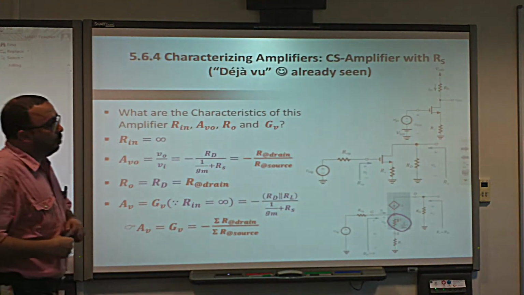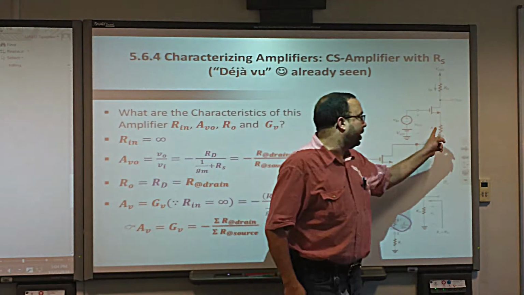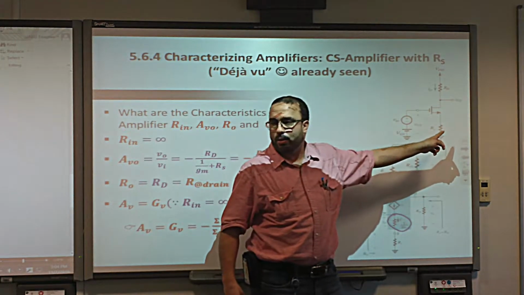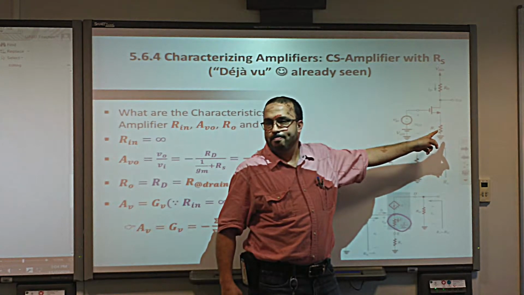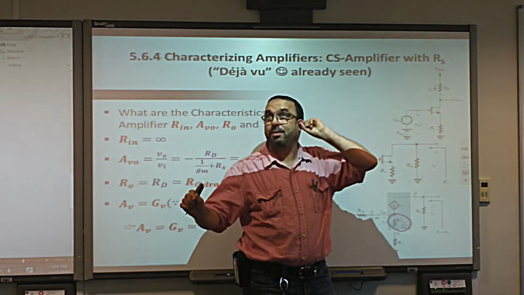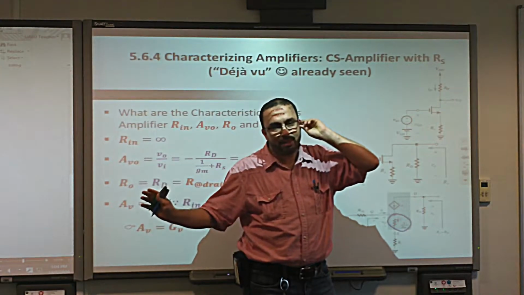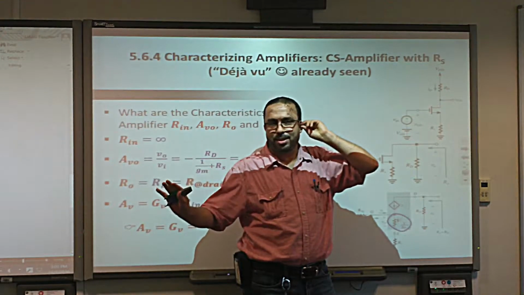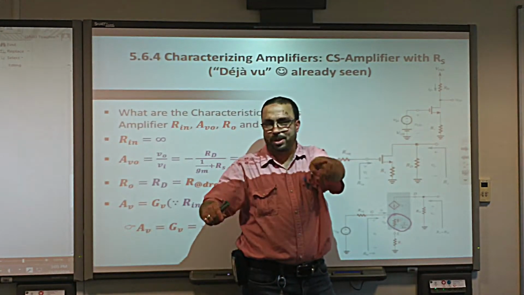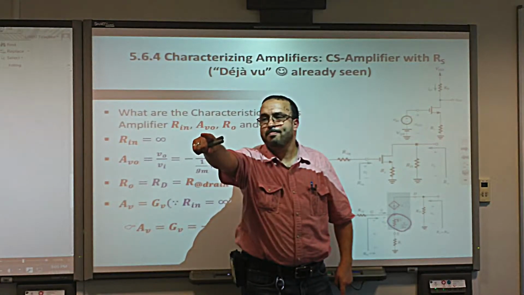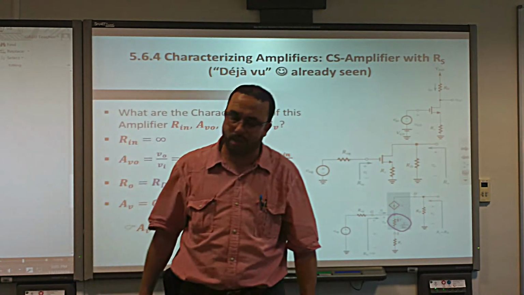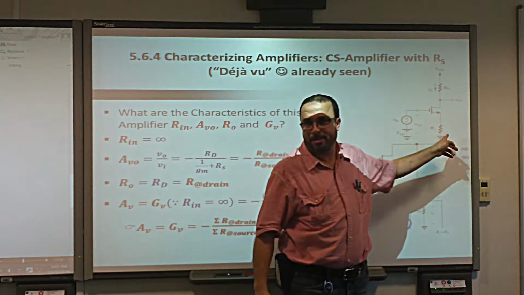Now we make things spicy a little bit by putting an RS here. Remember when we put a resistance at the source terminal? Why did we do it? We did it last week. Negative feedback. That's the technique, to stabilize the bias point. That's the whole point. Very good.